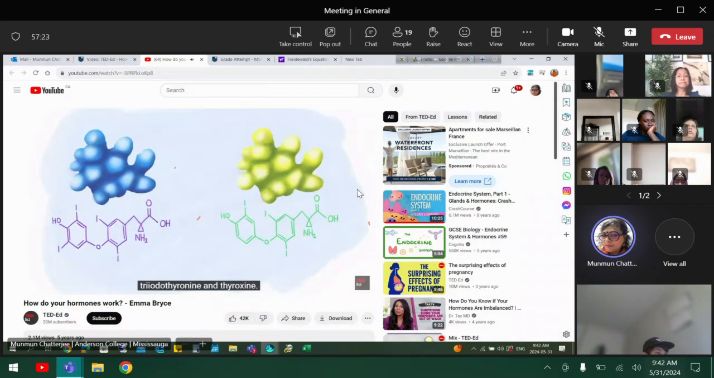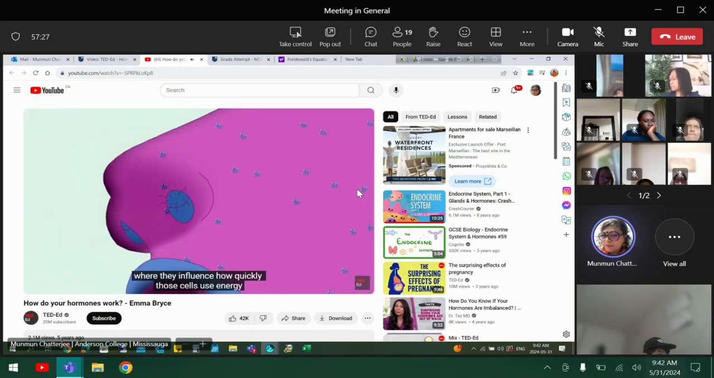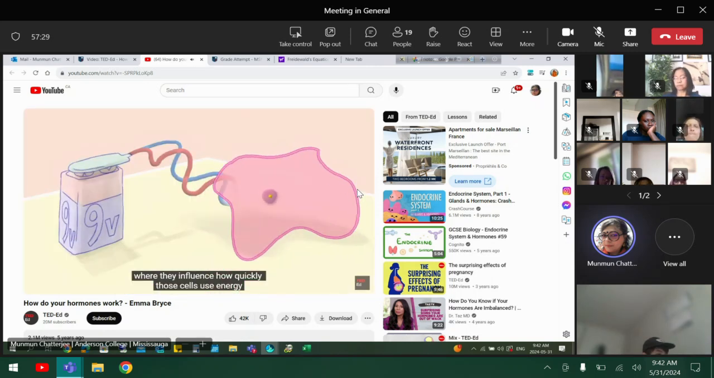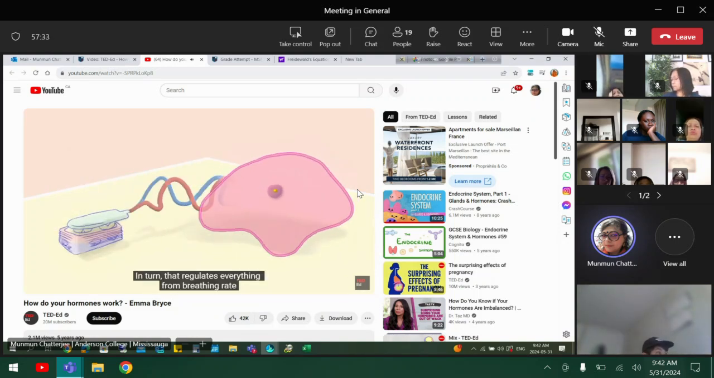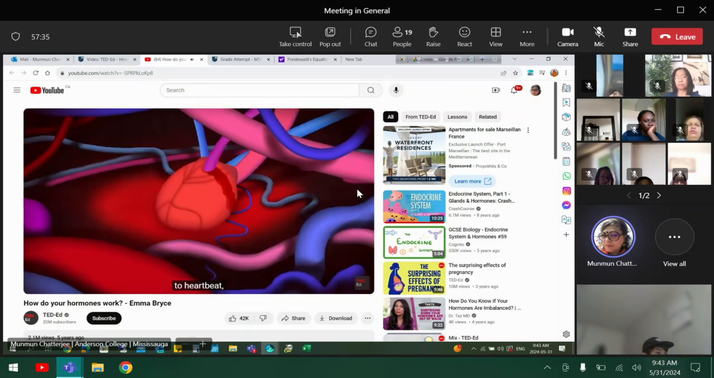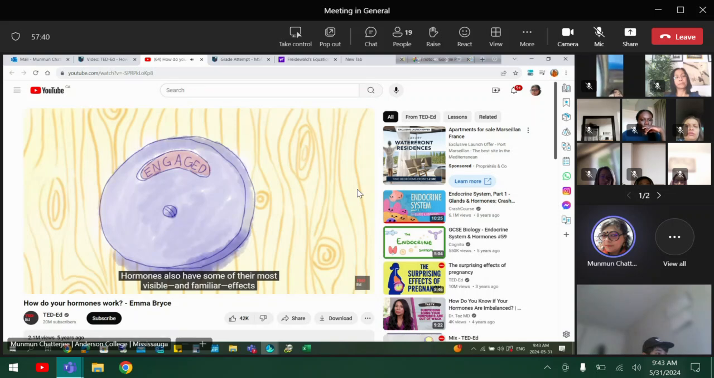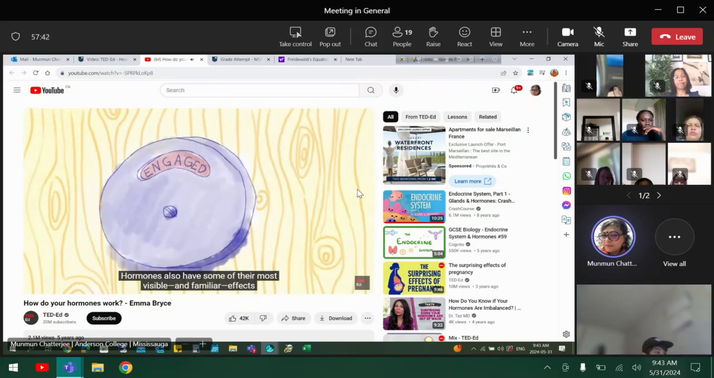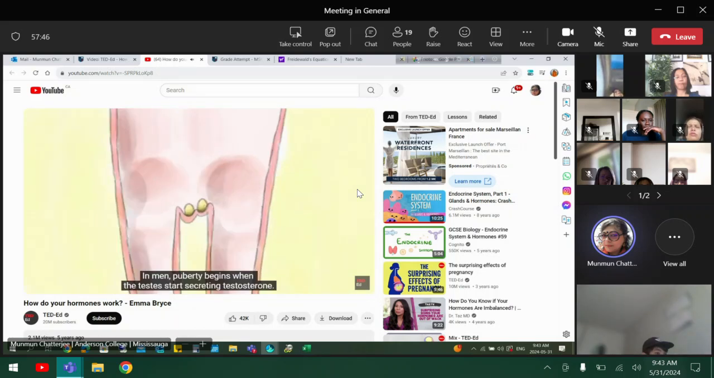triiodothyronine and thyroxine. These hormones travel to most of the body's cells, where they influence how quickly those cells use energy and how rapidly they work. In turn, that regulates everything from breathing rate to heartbeat, body temperature, and digestion. Hormones also have some of their most visible and familiar effects during puberty. In men, puberty begins when the testes start secreting testosterone.